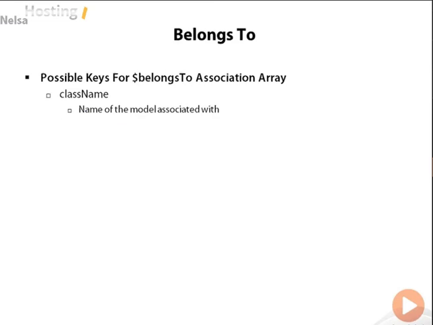For the belongs to association array, the possible keys can be class name. Again, this is the name of the model it's associated with, and the foreign key. Now this is the foreign key in the current model, whereas before in the has one and has many, we were referencing the foreign key in the other model. This foreign key is the foreign key in the current model.